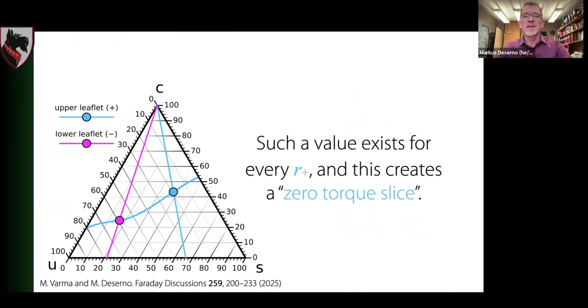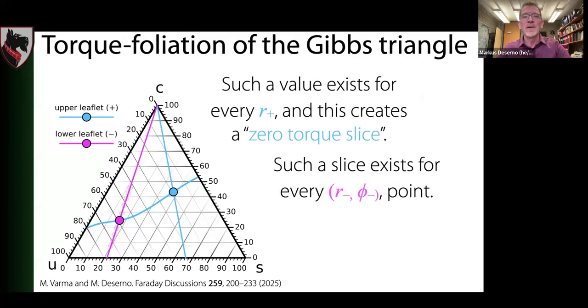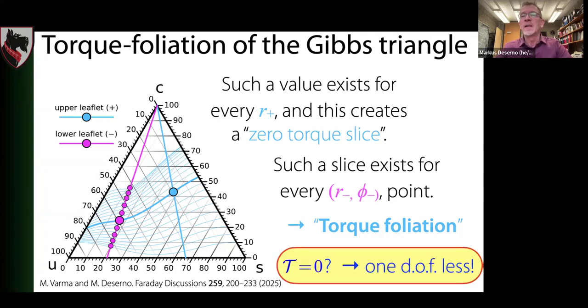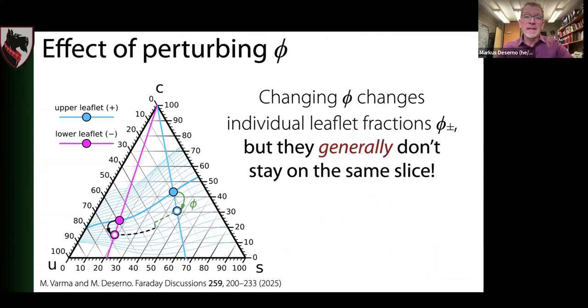And of course, I can make this argument for every point on the magenta line in the other leaflet. And so I get a whole number of curves in there, which I call, fancily, a torque foliation, that tells me if I pick something on the one line, where am I allowed to be on the other leaflet in order to be able to make proper vesicles that just don't fall apart on me. Okay, so that's interesting. You lose a degree of freedom if you insist that the torque vanishes and you can make giant unilamellar vesicles. Okay, so if you have these 2 points, you coexist, and now you do a perturbation.